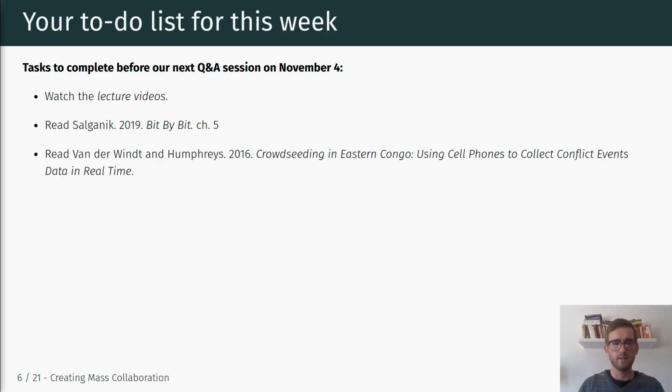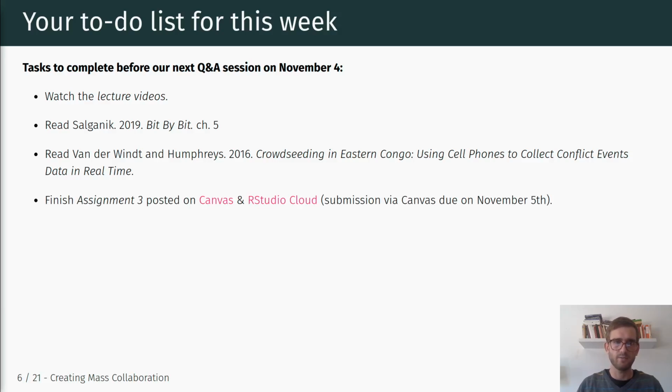and then please read the Vanderwind and Humphreys book, Crowdseeding in Eastern Congo: Using Cell Phones to Collect Conflict Events Data in Real Time, which is a great example of this mass collaboration, or the third type of mass collaboration, distributed data collection. I'm not going to talk about this in detail here in the videos, but we're going to discuss it in the Q&A session.